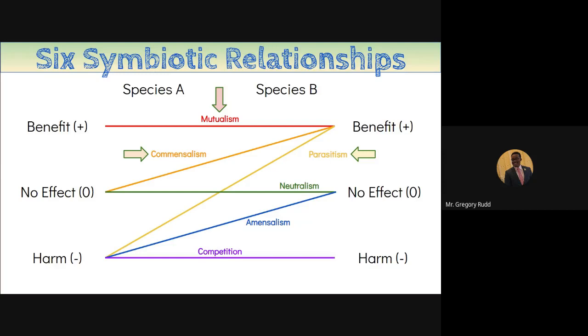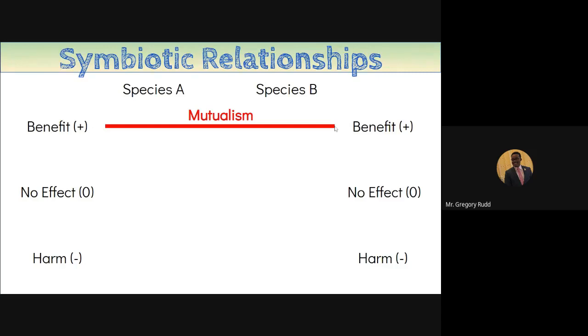And I'll talk briefly about those, but they are unlikely to be discussed on your EOC, and they won't come up on the Unit 9 exam this Friday. So the first one we'll talk about is mutualism, in which both species benefit from their interactions with one another.